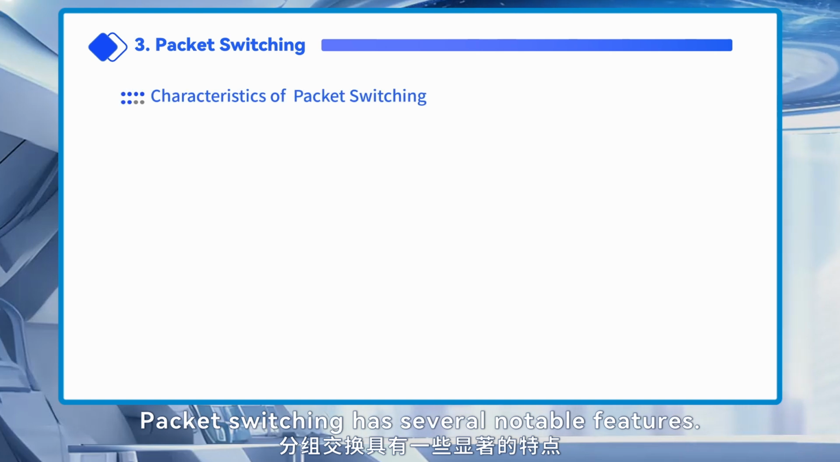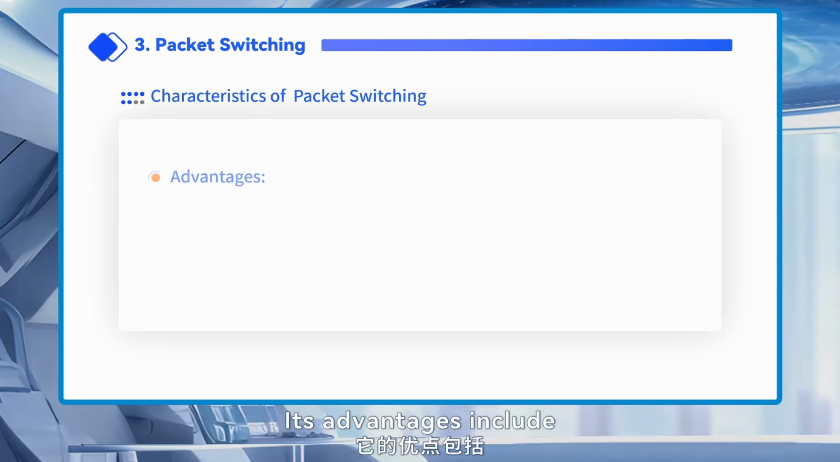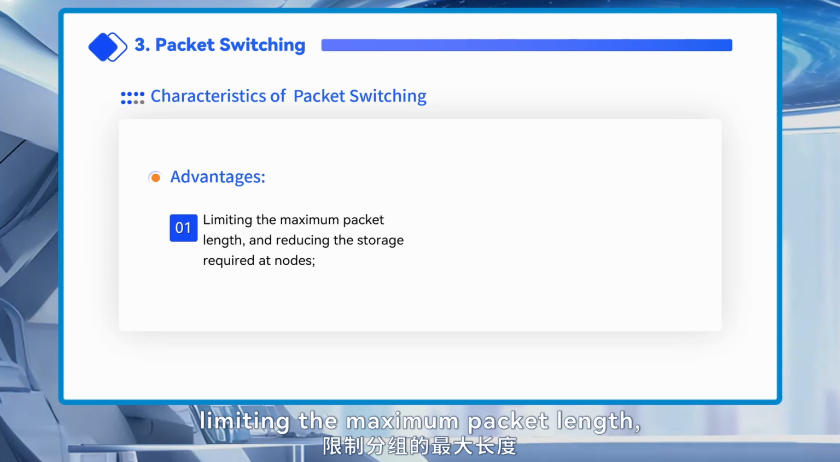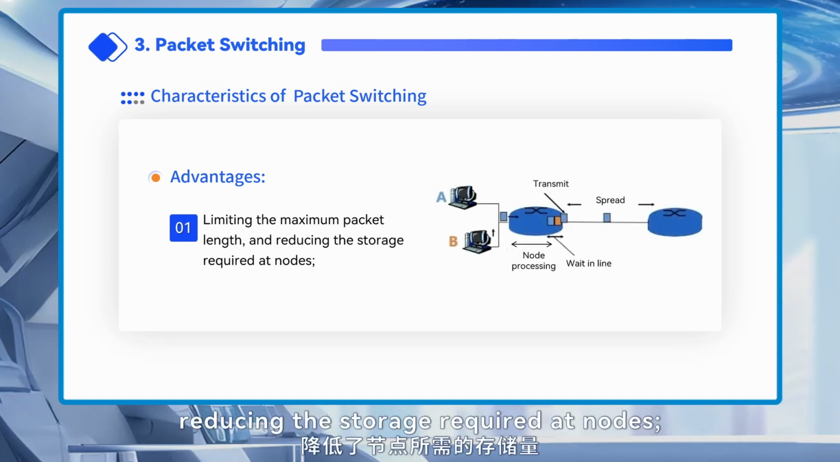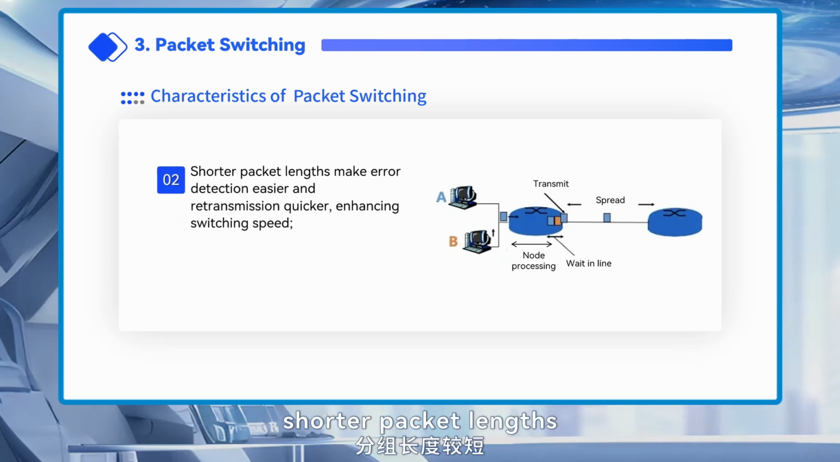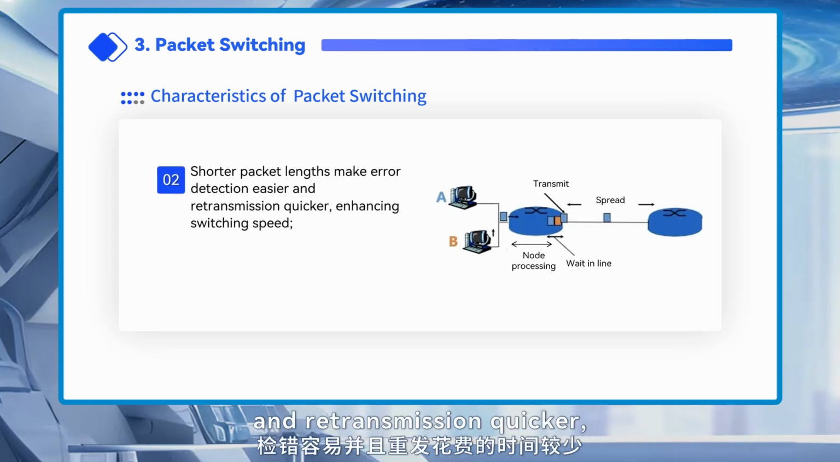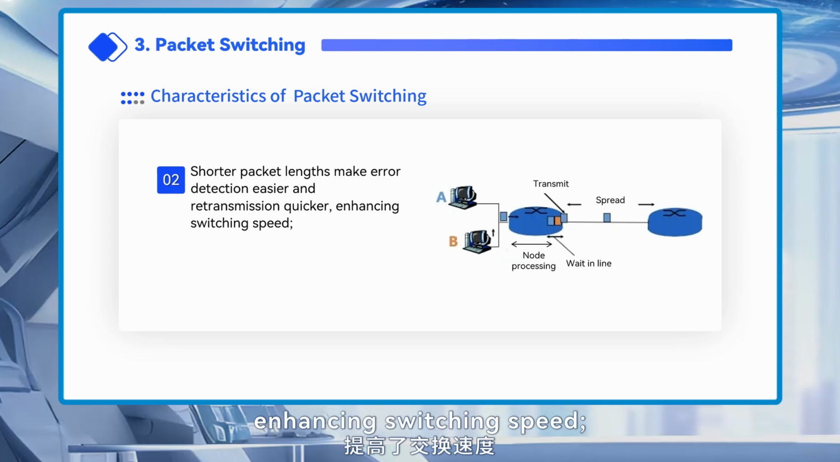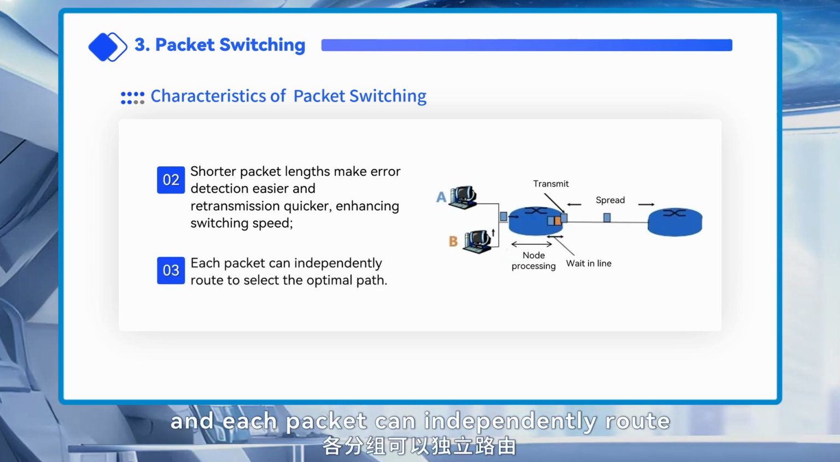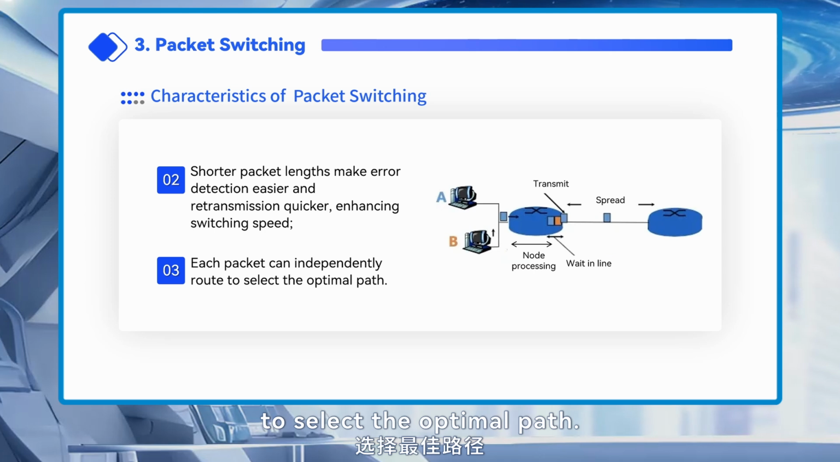Packet switching has several notable features. Its advantages include limiting the maximum packet length, reducing the storage required at nodes. Shorter packet lengths make error detection easier and retransmission quicker, enhancing switching speed. And each packet can independently route to select the optimal path.